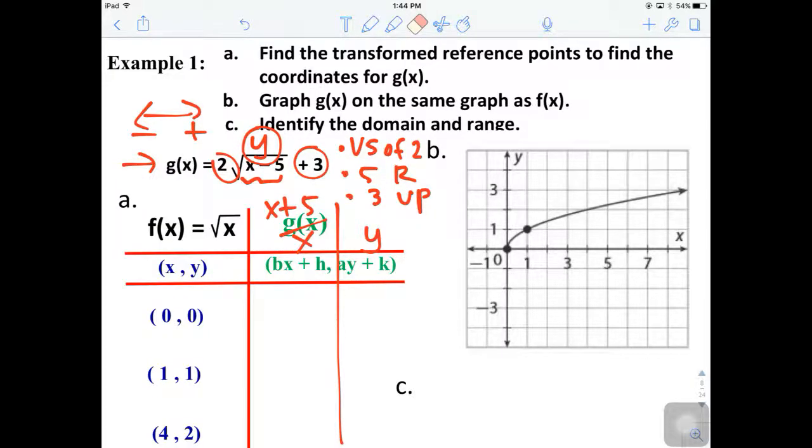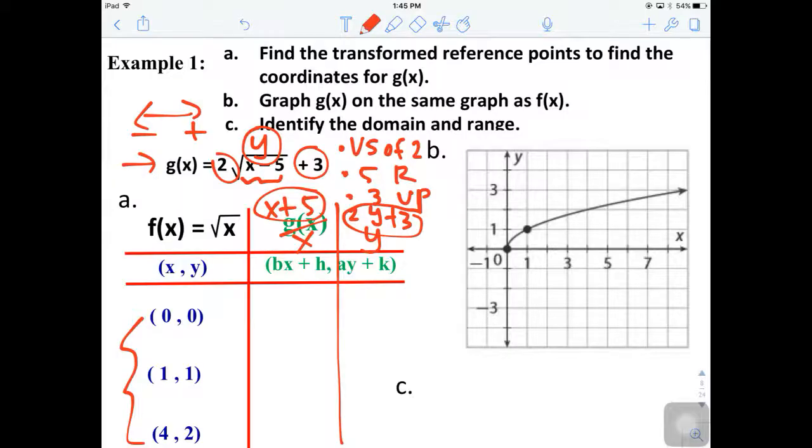So I'm going to put my y equation right here. 2y plus 3. So that's my x and y equations for the transformation. Now I'm just going to do the math. That's going to show me where the reference points are going to end up. So we begin with these 3 reference points. We're going to end up with new points because of the transformation.